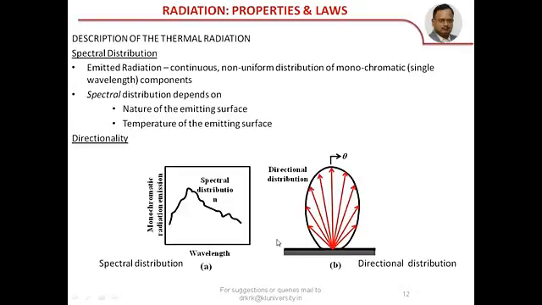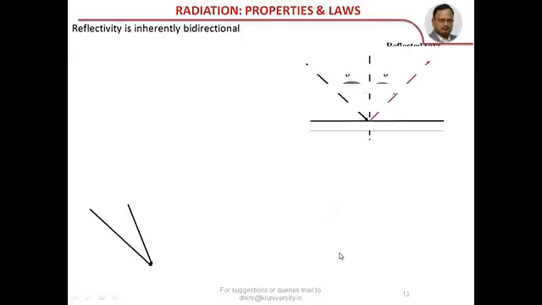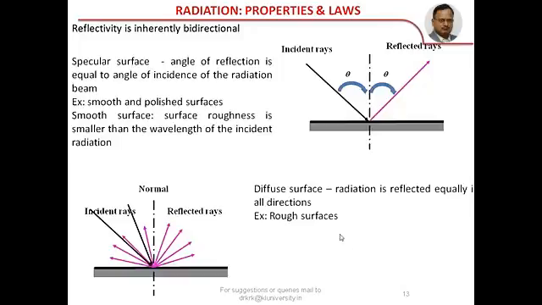We'll see later, but diffuse means independent of direction. Radiation is reflected equally in all directions, independent of direction. That is called diffuse radiation. However, reflectivity is inherently bidirectional. Whenever an incident ray falls on a surface, it gets reflected. If it is a smooth surface like a mirror, the angle of incidence and angle of reflection are equal. That kind of reflectivity, where the angle of reflection is equal to the angle of incidence, is known as a specular surface.